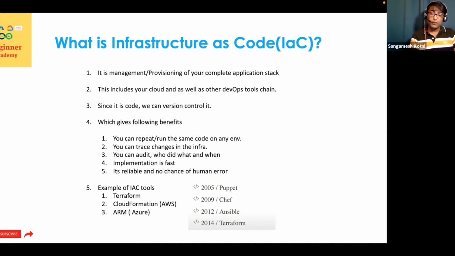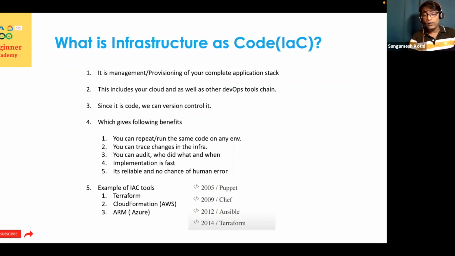But before Terraform, weren't there any tools? It was there. For example, as you can see here, Puppet was there from 2005 itself, right? From 2009, Chef was there, and from 2012, Ansible came into the picture. But late to the party was Terraform. It came in 2014, but it has taken over other tools.